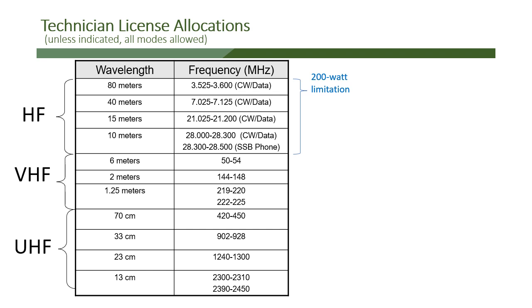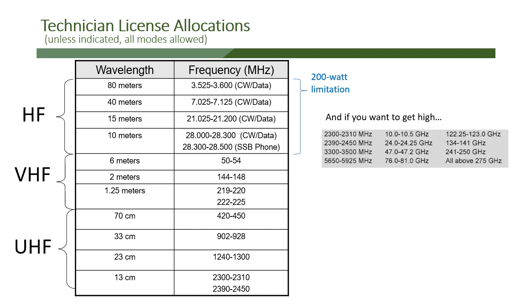Then you have allocations, of course, in the 6 meter, 2 meter, and 1.25 meter VHF bands. And then, of course, UHF and above, as we've talked about before. When we say above, we're really talking really high. Technicians have the same allocations as everybody else in the UHF bands and higher. So you can see you also have allocations in the 2.4 gigahertz or 2300 to 2400 megahertz bands. You have allocations in the 5 gigahertz bands and 10 gigahertz bands.